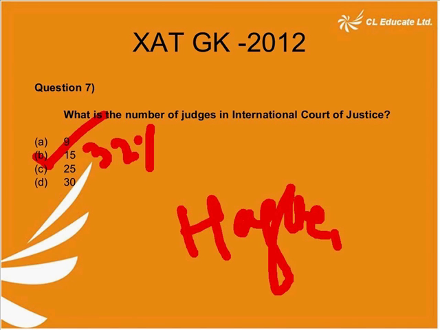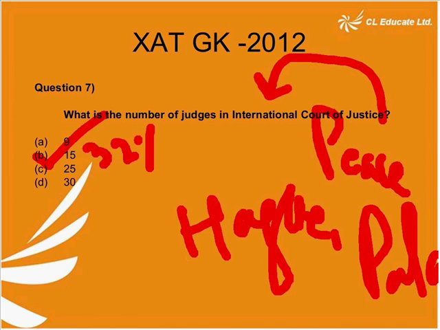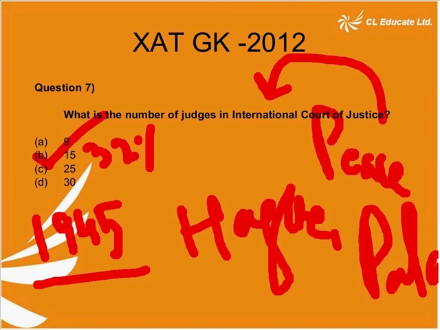The place is called Peace Palace. It has been a question in some GK competitions what Peace Palace is famous for. Peace Palace hosts the International Court of Justice, and it was established in 1945 when the UN was born.